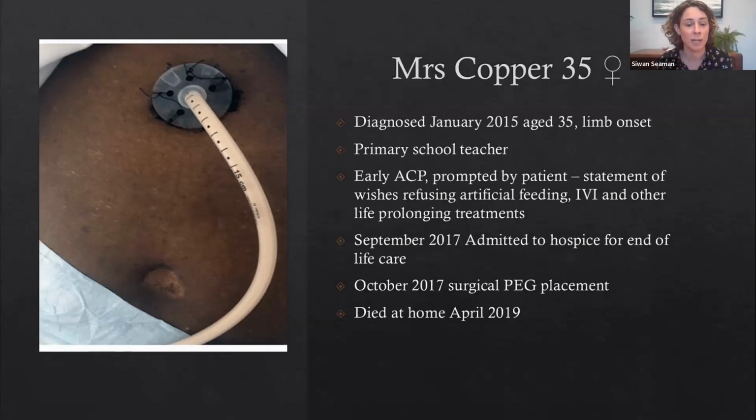And by the Monday morning she said to me, I've changed my mind, I want that PEG. By which point she was on an IV 16 hours a day. And I wasn't sure if we'd missed the boat and things had been left too late to get the PEG in, but she continued to improve, and we did get supported in having a PEG inserted the following month, and then she died at home 18 months after that.